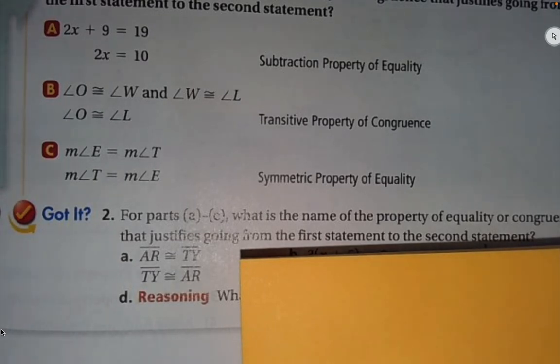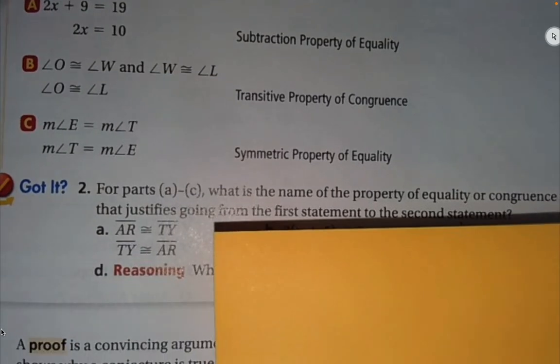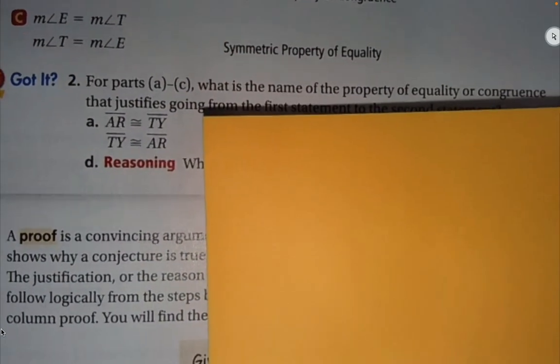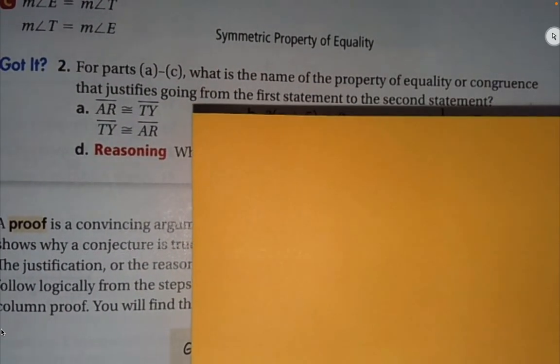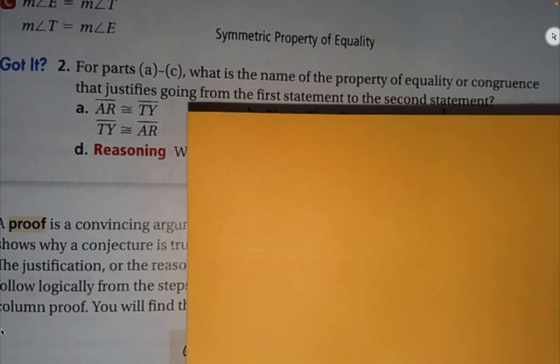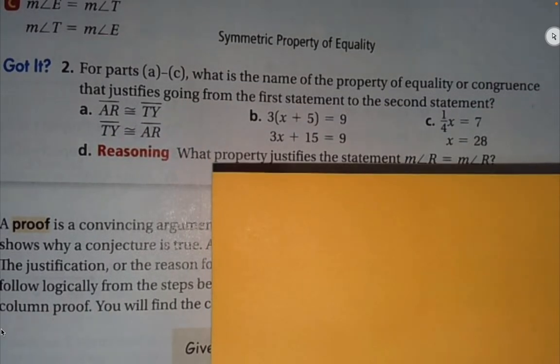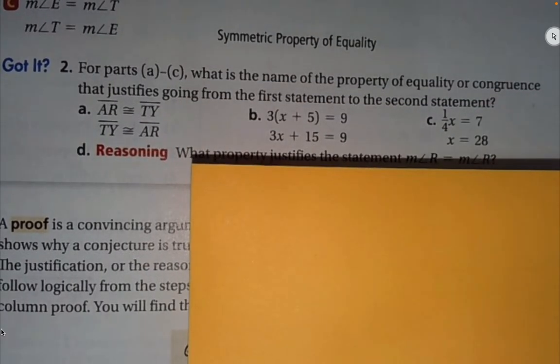Okay. Let's see. What is the property for A? AR is congruent to TY. We just did that. TY is congruent to AR. You flipped it around. Symmetric again. So A is symmetric. What is B?